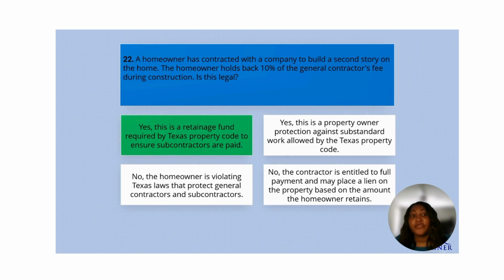And the correct answer is yes. This is a retainage fund required by Texas Property Code to ensure subcontractors are paid. The homeowner must withhold 10% of the payments to direct contractors as a retainage fund, which will be paid to the contractor when the work is completed, as long as the property owner doesn't receive notice from a subcontractor that the subcontractor isn't being paid.